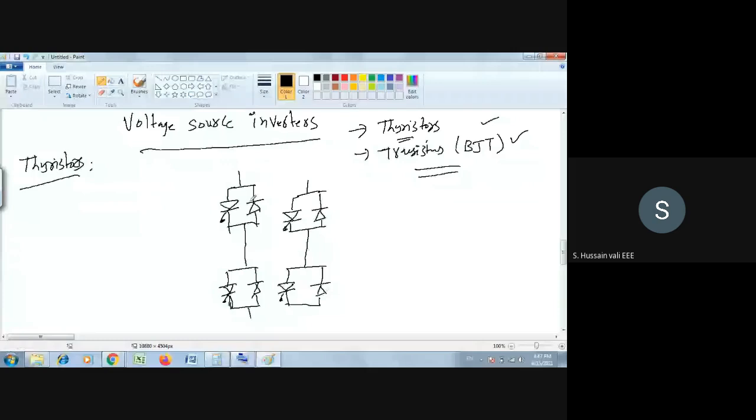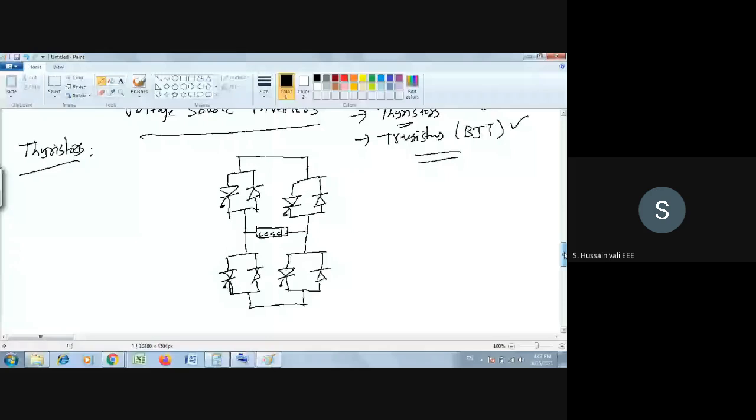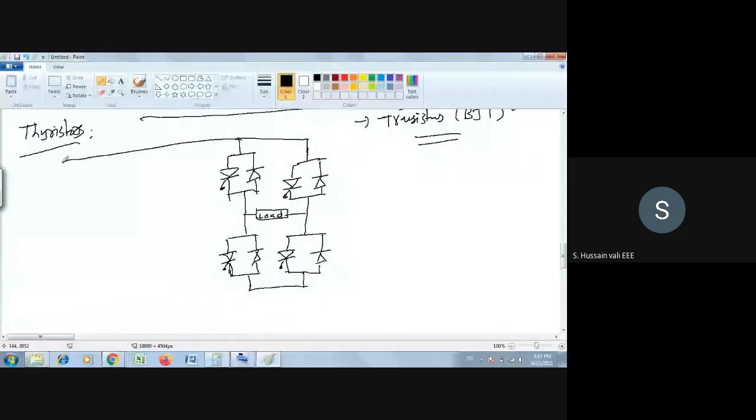Now here you have the load. So this is the main circuit. The load here is the induction motor, or any load which requires AC supply. Now I will get the DC supply somewhere here. Now this DC supply.